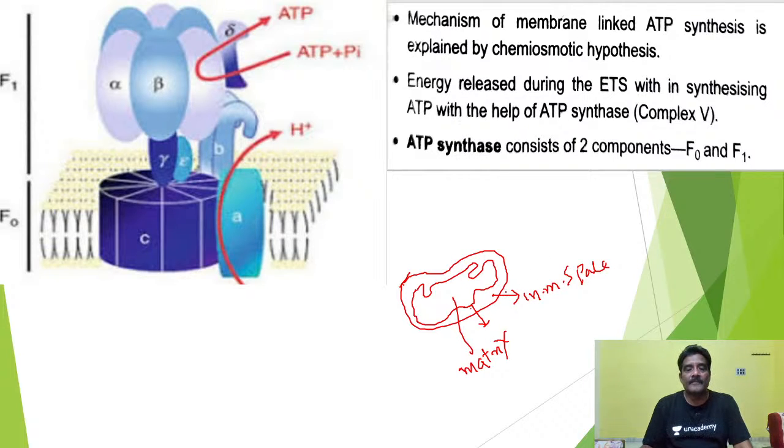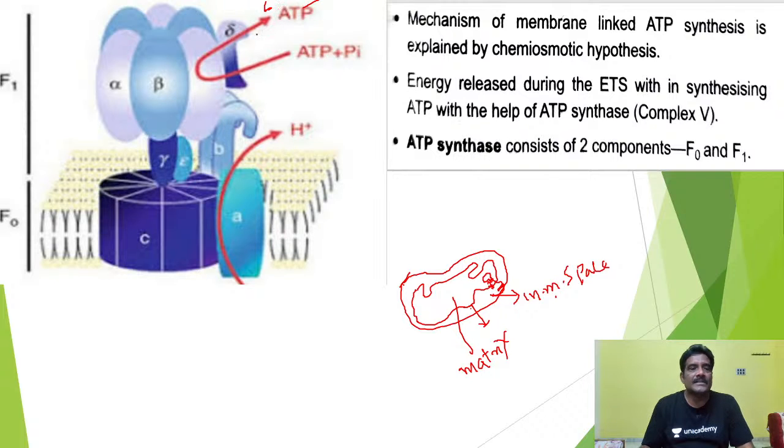So here you see, this is the inner membrane. Here in the inner membrane, the ATPase enzyme is present. Like this, ATPase enzyme is present. What is the important function of the ATPase? What is the structure of the ATPase? If you observe the structure of the ATPase here, you see ATPase.